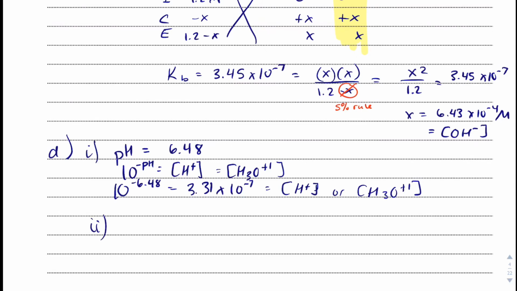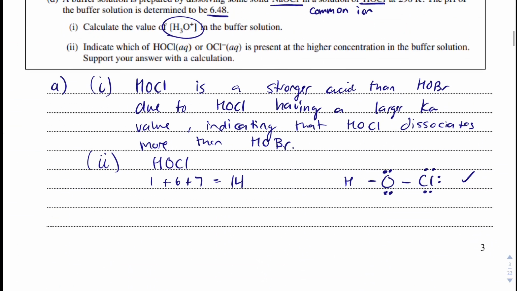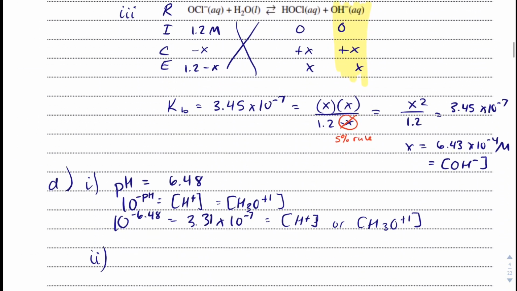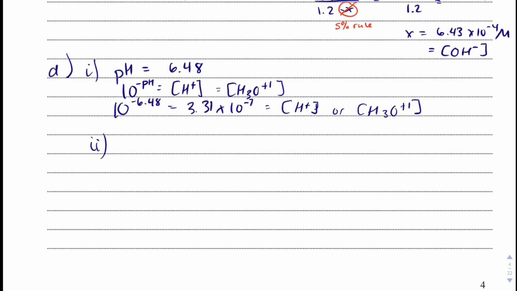D part 2, let's see what that one asks. Indicate which of HOCl or OCl minus is present at higher concentration in the buffer solution. Support your answer with calculations. So the equation that I'm thinking of here is the Henderson-Hasselbalch equation, which is on the back of your periodic table, and it says pH equals the pKa plus log of A minus, which is your conjugate base, over your acid, HA. We're just going to plug in what I know.